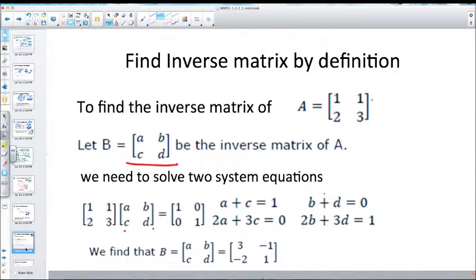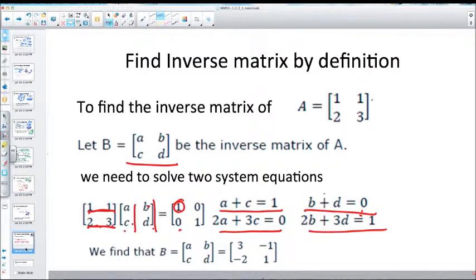Position by position, the first position here, multiply here, should get 1. And the second position, the first row and the second column, that's 1, B plus D should get 0. The third position, 0 here. The last one, the second row, the second column, 2C plus 3D equal 1. Well, you can solve this equation easier by elimination. And then we can find this inverse, which is 3, negative 1, negative 2, 1.